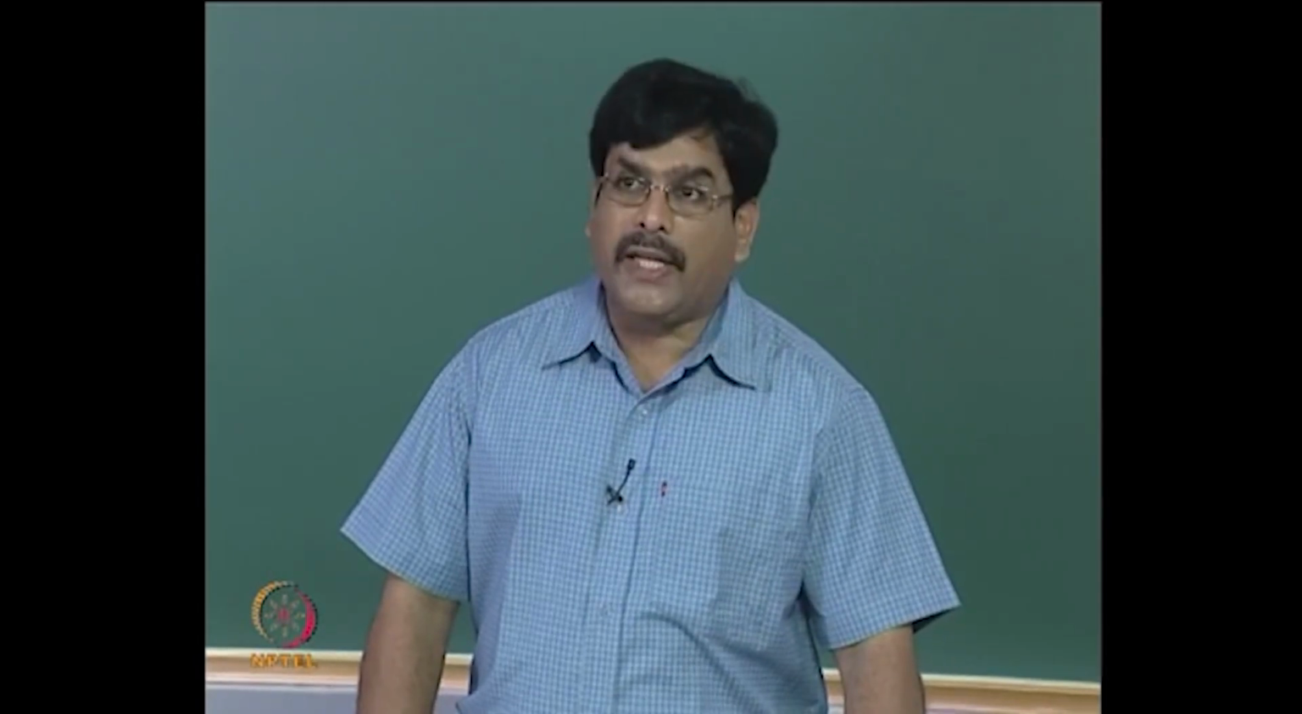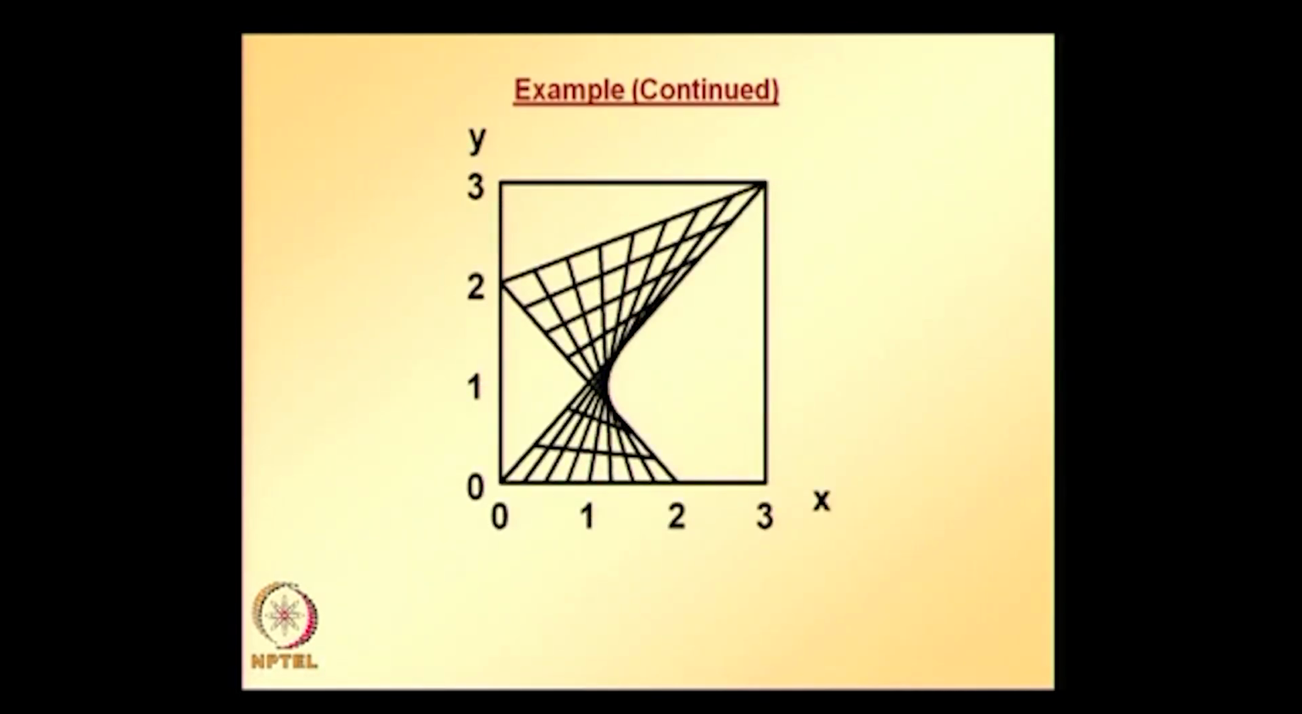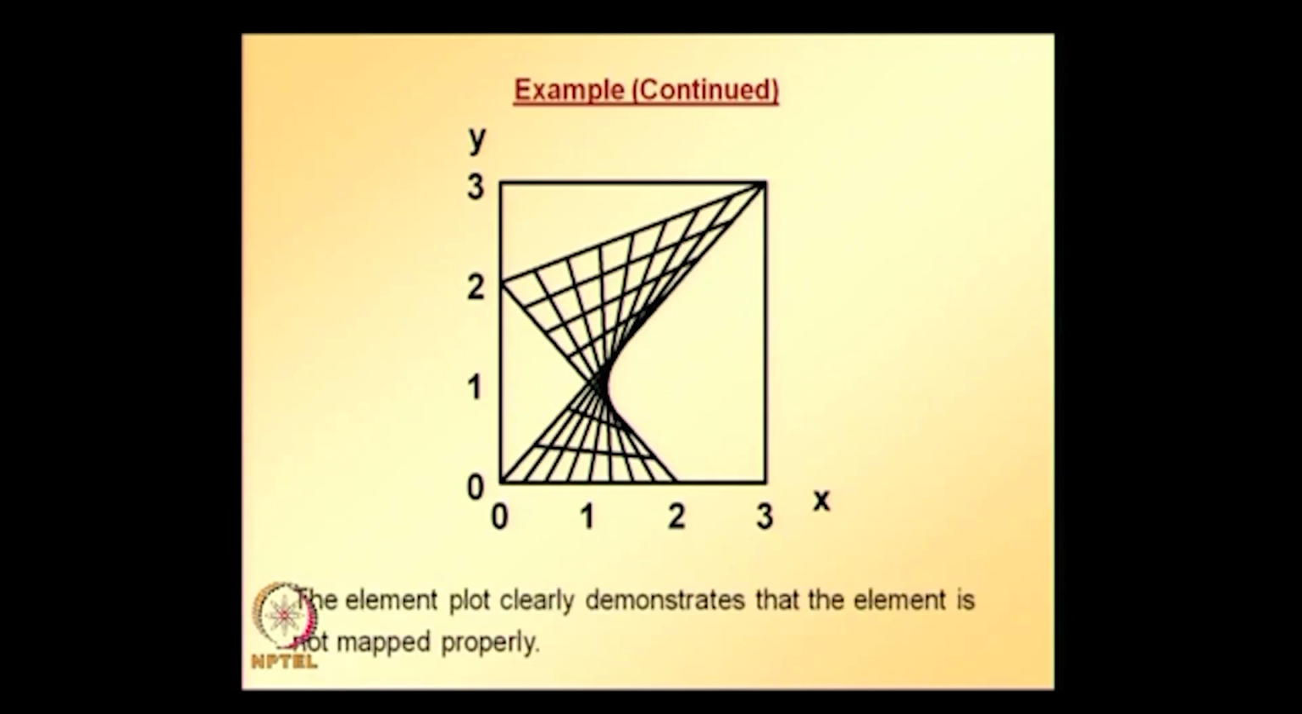The other way of checking whether the mapping is valid or not is plotting x, y as a function of S and T, and here it can be clearly seen there is a fold, which indicates the mapping is not good. The element plot clearly demonstrates that the element is not mapped properly.